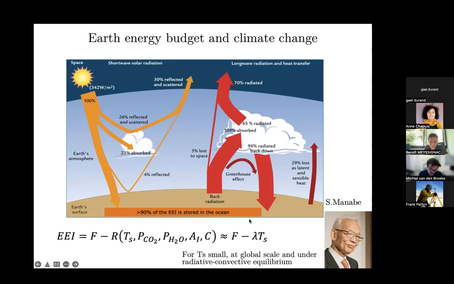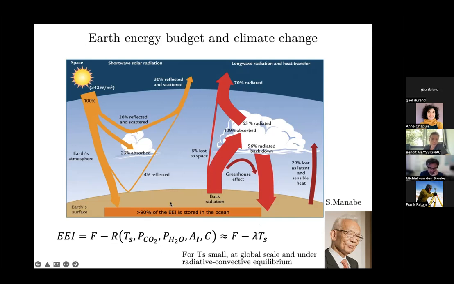But the nice thing is that at global scale, you have this simple relationship which still holds even with convection: the Earth energy imbalance is equal to the forcing minus lambda Ts. So if we know the forcing, the surface temperature, and the Earth energy imbalance, we can estimate lambda, which is the inverse of the climate sensitivity. And with this, we can force simple models, and we can start to do some projections. I'll come to this afterwards.